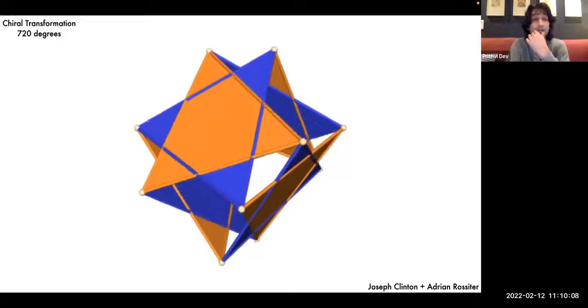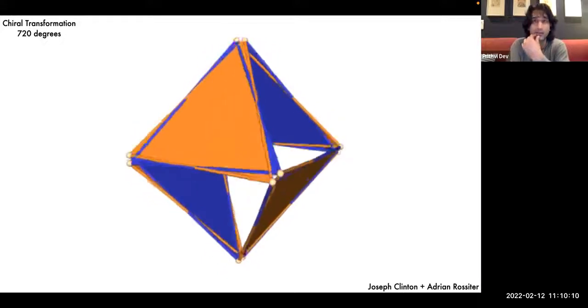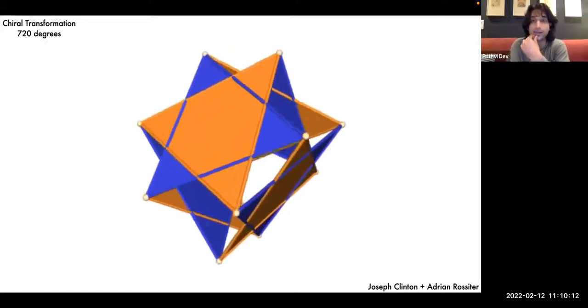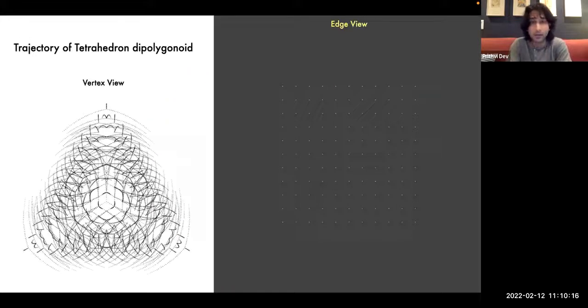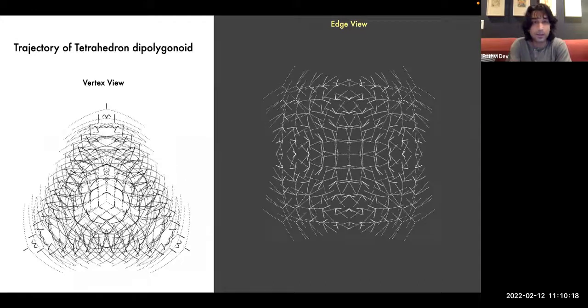Actually, no, that would be 6 of them, right? 120 times 6 is 720. Am I right? Yeah. Okay, anyway, and here I did a couple of other visuals of the tetrahedron.